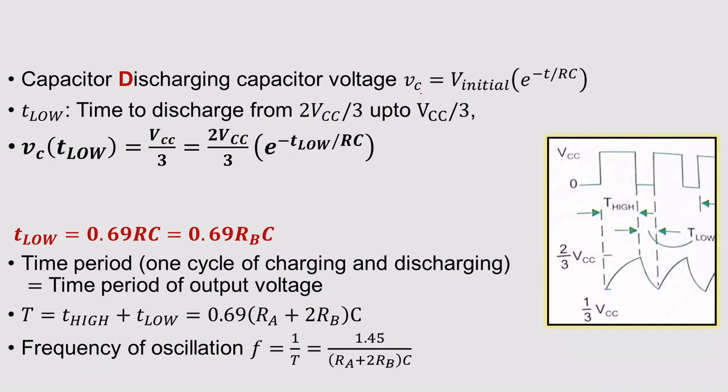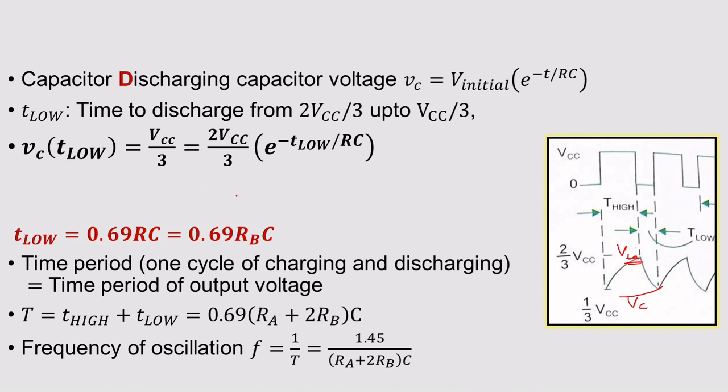VC is the capacitor voltage, V initial is the starting point of your discharging, e power minus T by RC. Here you can see this is your 2 by 3 VCC, and it ended at 1 by 3 VCC. So the capacitor ended here, so you should take this as VC and this as V initial. I am substituting the equation: V initial I am substituting as 2 VCC by 3, and the capacitor voltage I am taking as VCC by 3. That is the end of your capacitor voltage. You want to see only the end of your voltage, so you should take it as VC.